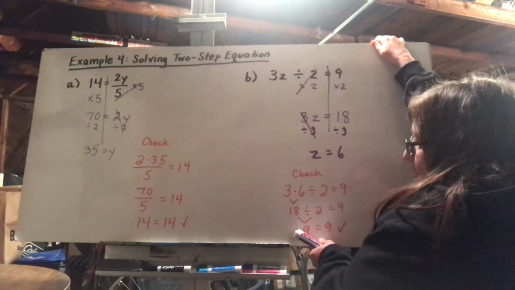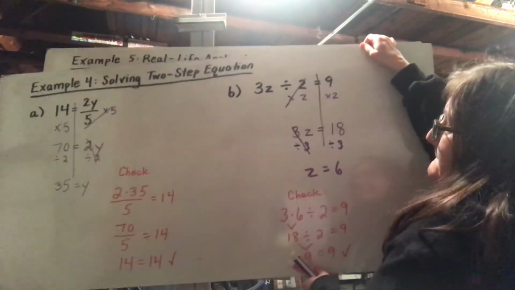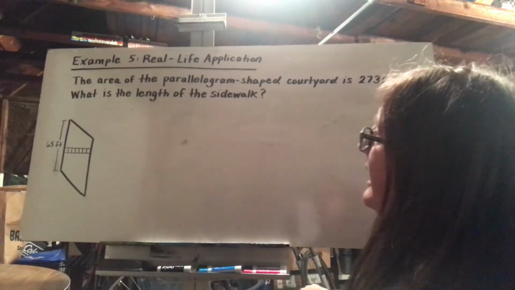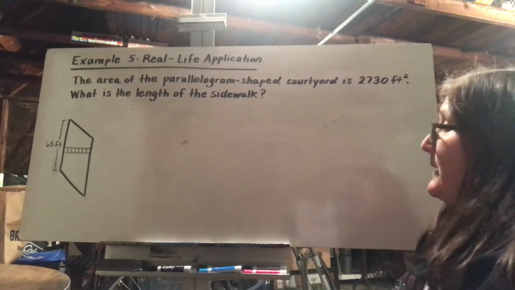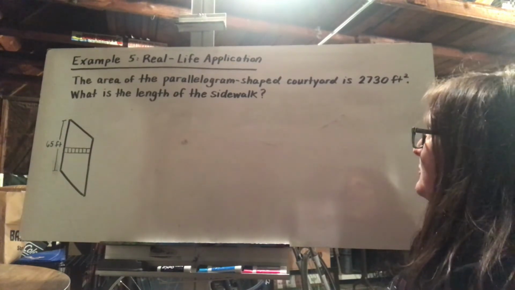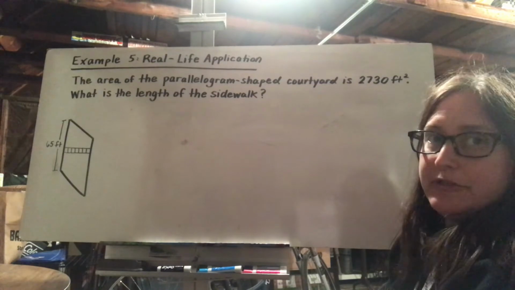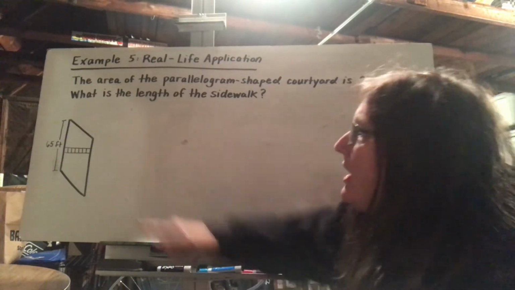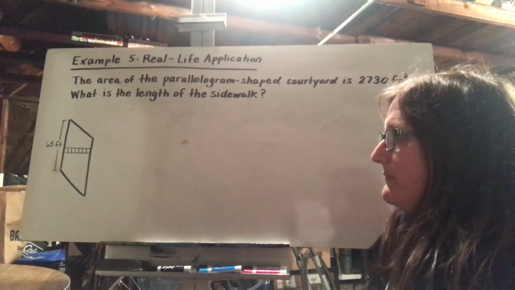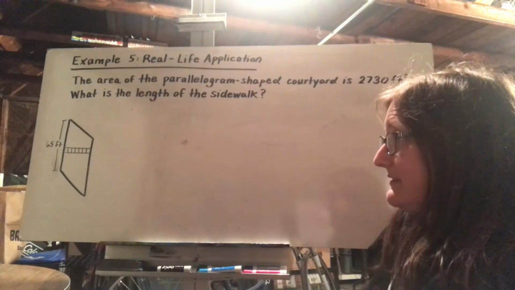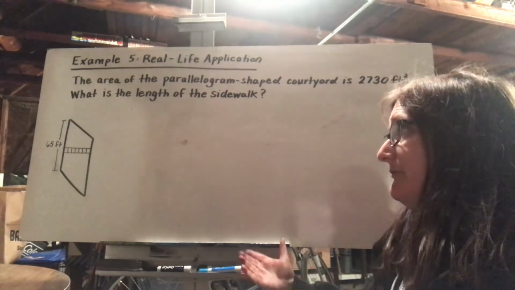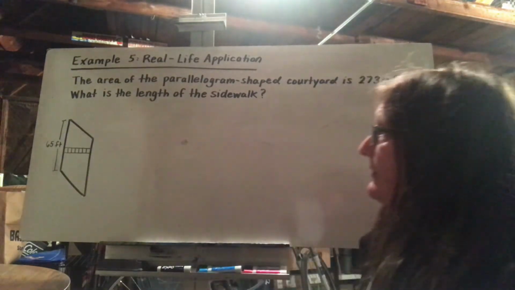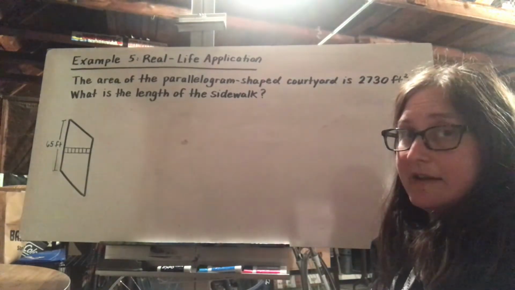All right, last problem. So in this last problem, we're going to look at a real-life application. Here we have a parallelogram-shaped courtyard with an area of 2,730 feet square. So here's the courtyard. It has a sidewalk going across the parallelogram there. That sidewalk also represents the height of the parallelogram, because if I flip this parallelogram on its side and that was the base, the sidewalk would kind of represent the height. And we want to know the length of that sidewalk.